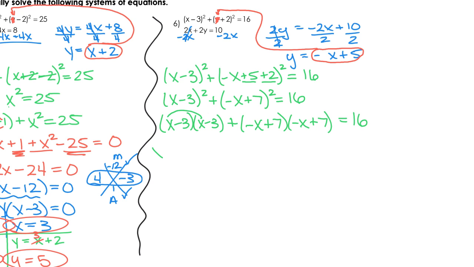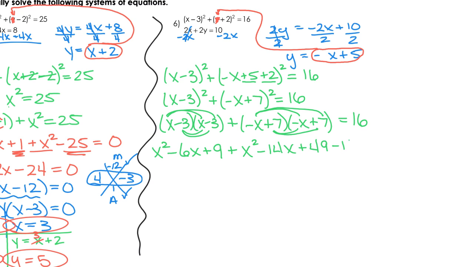So x times x is x squared. This is a minus 3x, and so is this, and so that's going to be a minus 6x. A negative 3 times a negative 3 is a positive 9. Keep the connector. Negative x times negative x is positive x squared. A lot of people mess that part up. Okay, that's a minus 7x, and so is this, and so that'll be a minus 14x. 7 times 7 is positive 49. And I'm going to bring over my 16 so that I'm equal to 0.